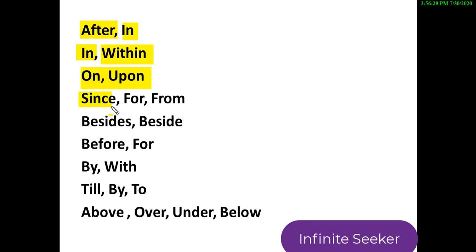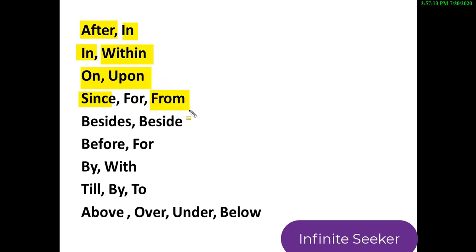Since is used before a noun or phrase to denote some point of time and is preceded by a verb in perfect tenses. However, since never denotes a period of time, but it is correctly used when speaking of past time and can never be used with reference to the present or future time. For example, Alia has been absent since last Friday, so she's still absent. We have not been to the library since last week. So since you haven't been to the library up till now.